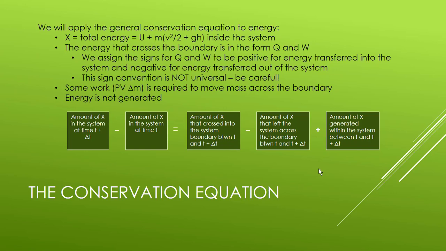Now, for Q, heat transfer, we assign the sign to be positive for energy transferred into the system and negative for energy outside of the system, so energy loss. For W in this course, we will be using the same sign convention. Now, this is not universal. For Q, the sign convention is universal. For W, it is not.